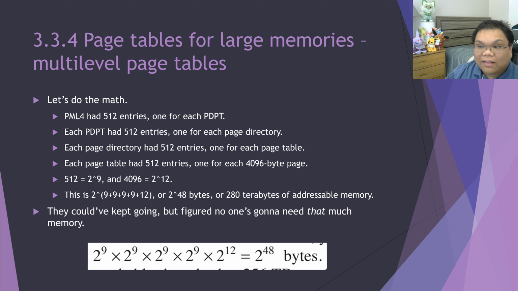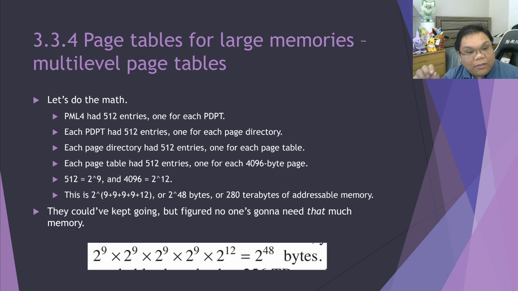So basically, let's do that again. PML4 had 512 entries, 1 for each PDPT. Each PDPT had 512 entries, 1 for each page directory. Each page directory had 512 entries, 1 for each page table. Now this is multiple levels of paging. And finally, each page table had 512 entries, 1 for each 4096 byte page.